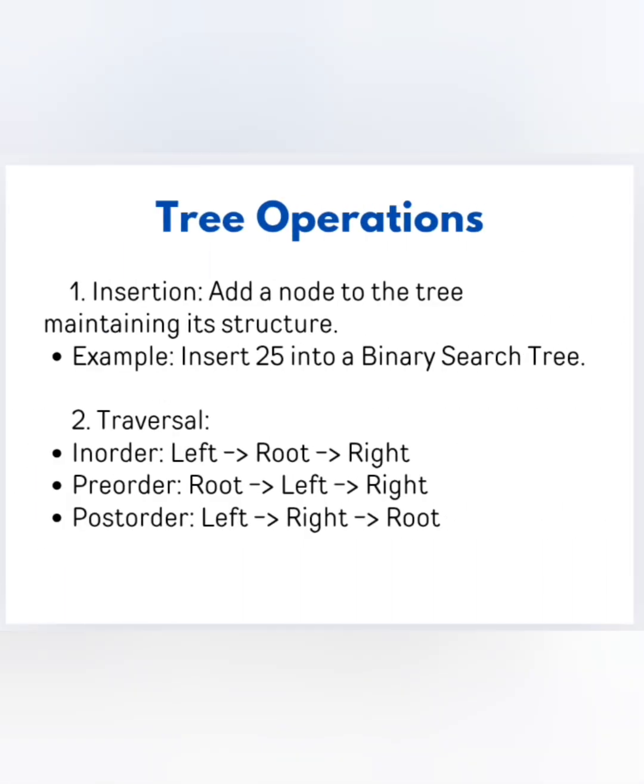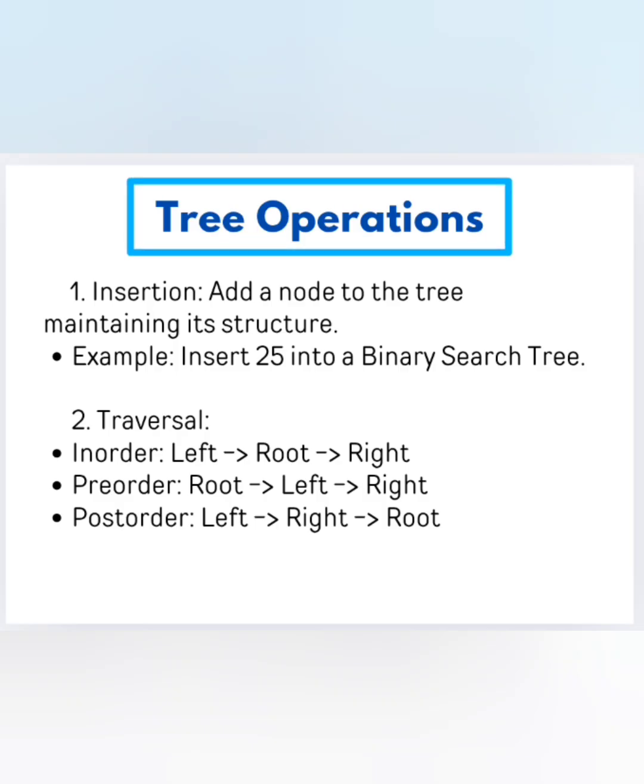The next is the tree operations. On the tree data structure, which is a non-linear data structure, which operations can we easily perform? First of all, we can perform the insertion operation, which adds a node to the tree while maintaining its structure. By using insertion, for example, we can insert 25 into a binary tree.